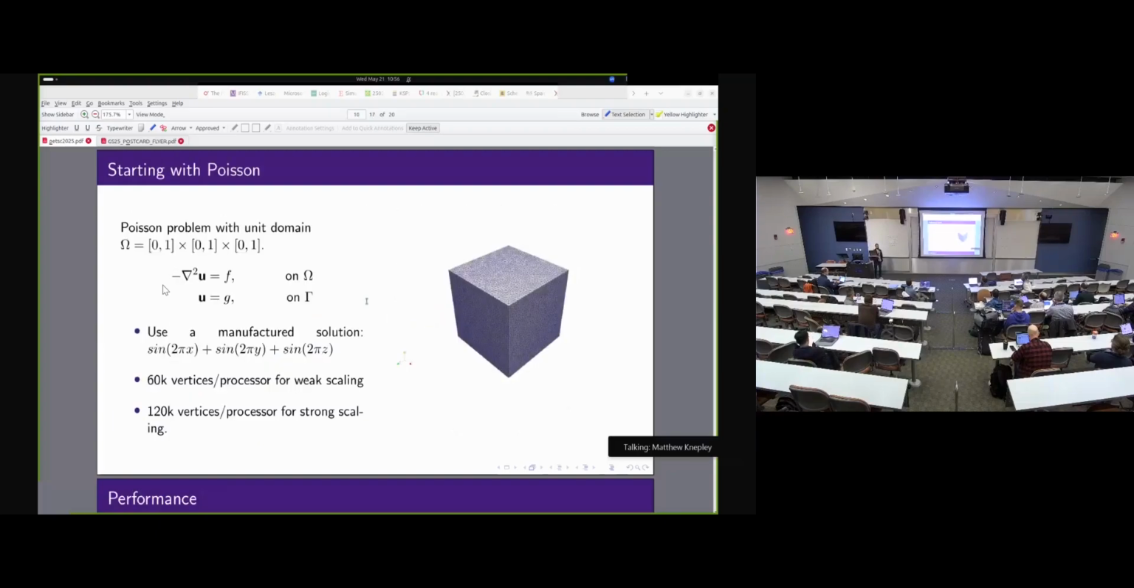Yeah. I do want to talk to you about creating this kind of mesh with DMPlex, but we can do it offline. Yeah. All right. Thank you. All right, thanks again.